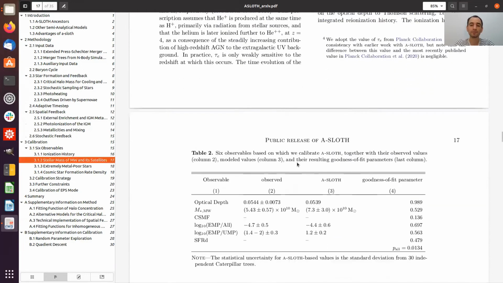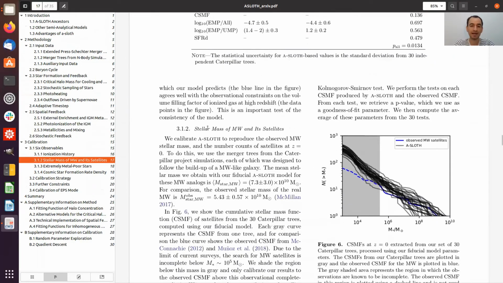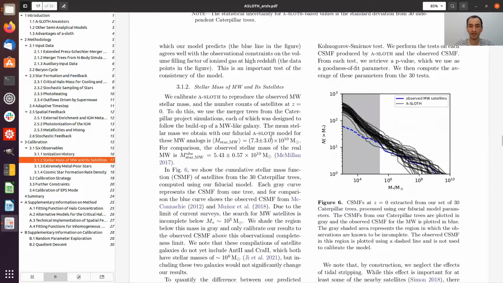Then we use the stellar mass of the Milky Way and the distribution of masses of its satellites as 2 calibration constraints. You see the distribution of the cumulative satellite stellar mass function here.